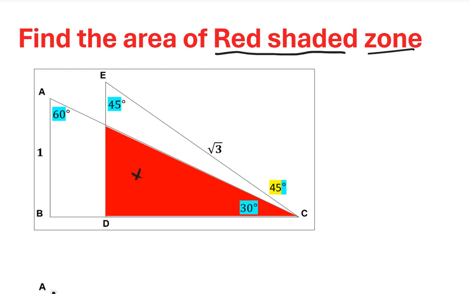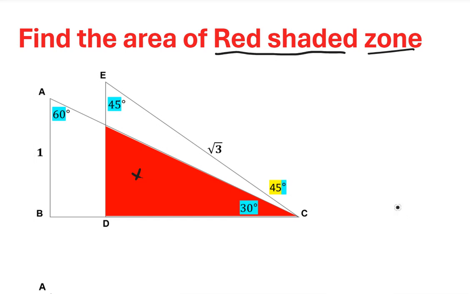So this is the red shaded zone, and there are actually two right angle triangles. First one is ACB, and B is the right angle, and obviously this is 90 degrees, as well as ECD. This is also a right angle triangle because D is the right angle.